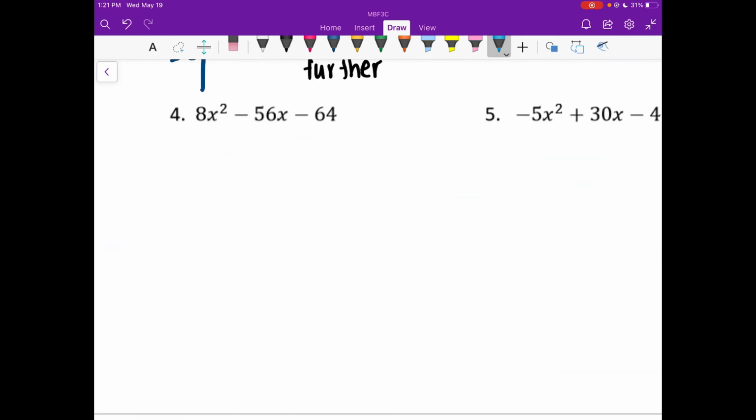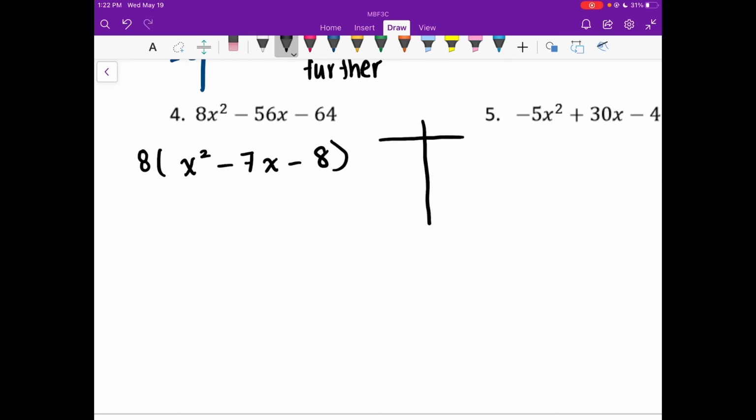Then we're going to do number 4, right? See if we can pull out that 8. Yeah, we can. So then I'm left with x squared minus 7x minus 8, right? So then I'm going to look, okay, what times what will give me -8 and then give me -7 as well. So r times s is equal to -8, and then r plus s is going to give me -7. I know that if the product is negative, one needs to be a positive, one needs to be a negative factor, right?